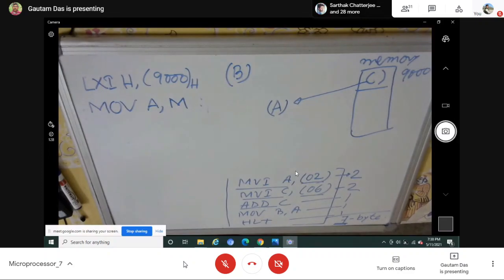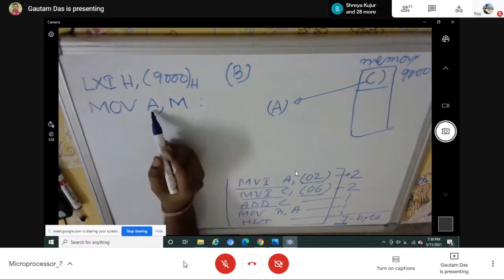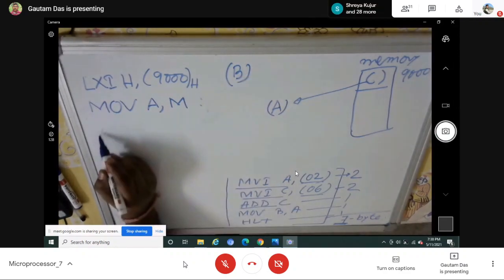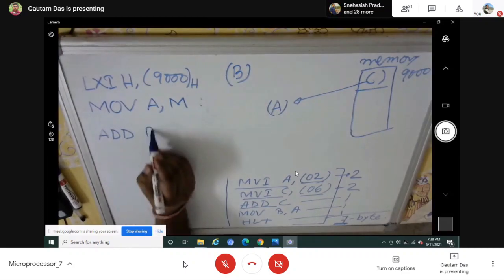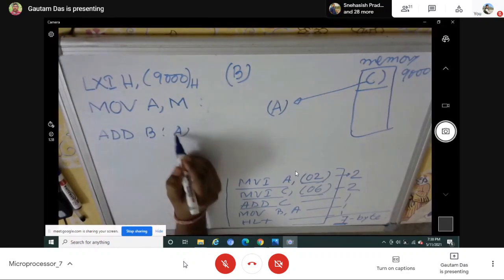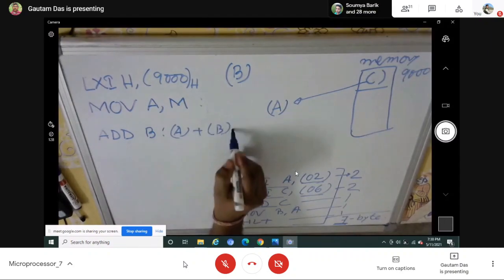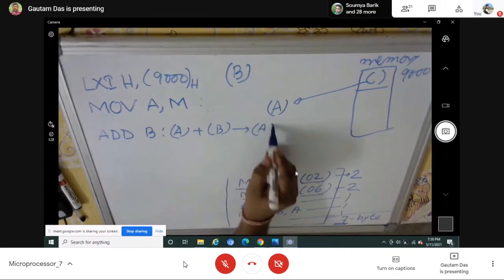That is, one data from memory is transferred to the accumulator. Then I have to add the accumulator with B. What instruction is available? ADD. The instruction will be ADD what? B. That means A will be added with the content of B and the result will be stored in the accumulator.